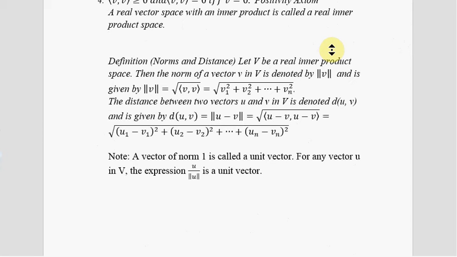So if you want to get a unit vector, take any vector, find its norm, and divide the vector by its norm. That gives you a unit vector. The unit vector is said to be any vector with length or magnitude 1.